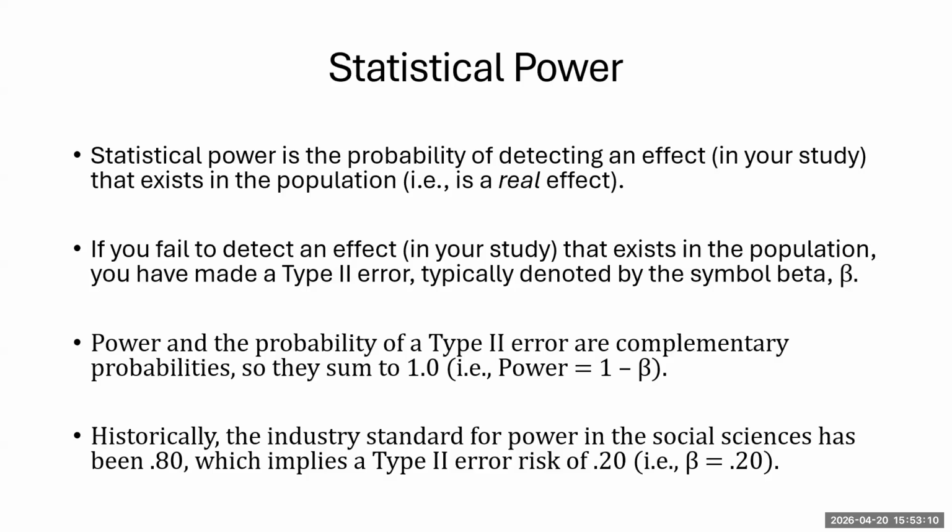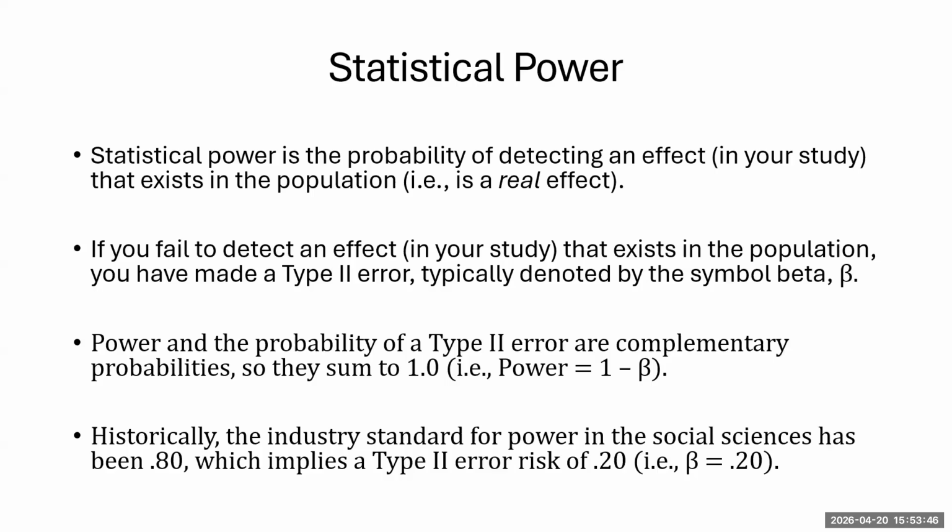Statistical power is the probability of detecting an effect if one exists in the population. There are a lot of different ways you can say that, but this is a common definition that you'll see in a stats text or a research methods text. If you fail to detect an effect that exists in the population, you've made a type 2 error, which is typically denoted by the symbol beta. Power and the probability of type 2 errors are complementary probabilities, so they sum to 1.0. That means that you could compute power as 1 minus beta.